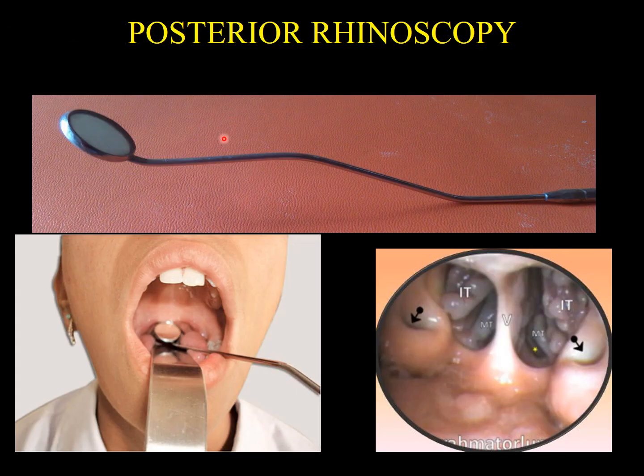This is posterior rhinoscopy, which is done with a posterior rhinoscopy mirror, a stepped-up mirror. We use a tongue depressor to depress the tongue and take the mirror behind the uvula. These are the structures visible on posterior rhinoscopy. Laterally, there is the opening of the eustachian tube with the torus tubarius, and this is the fossa of Rosenmuller. This is the posterior wall of the septum, and the posterior ends of the inferior and middle turbinates. This is the roof of the nasopharynx, where adenoids may be visible.